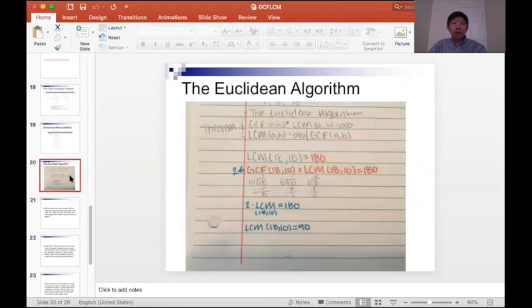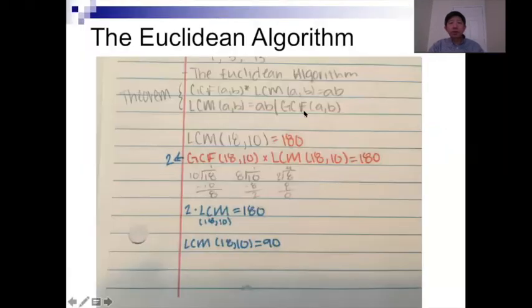And next is the Euclidean method. Remember that in the Euclidean method, you find the GCF, and the GCF times the LCM equals the two numbers times each other, A times B. So if you want to find the LCM, you simply find the GCF, and then you can find the LCM.